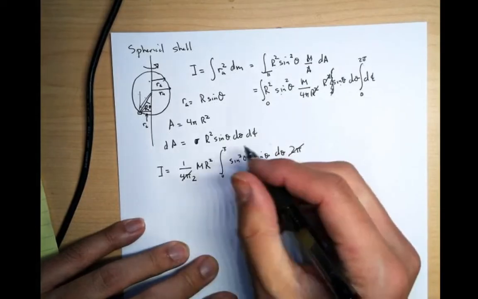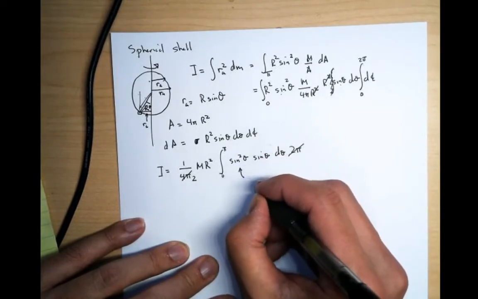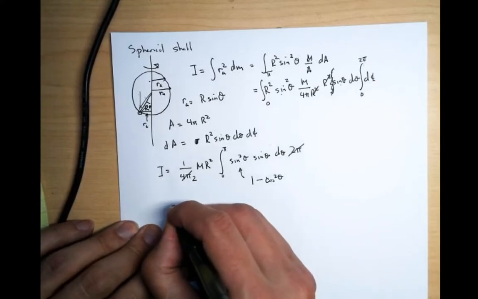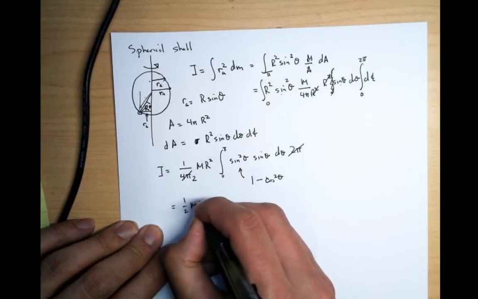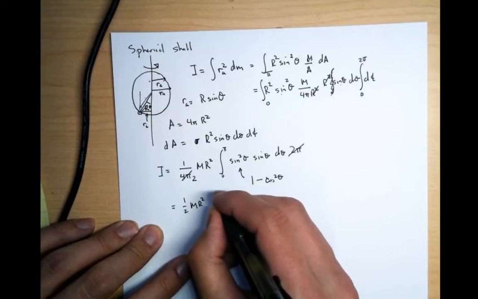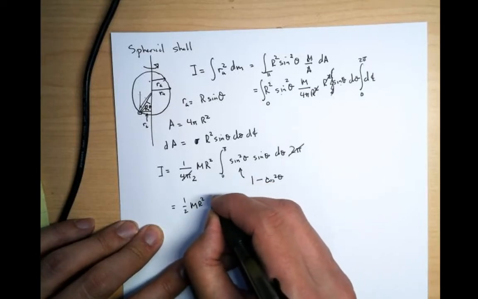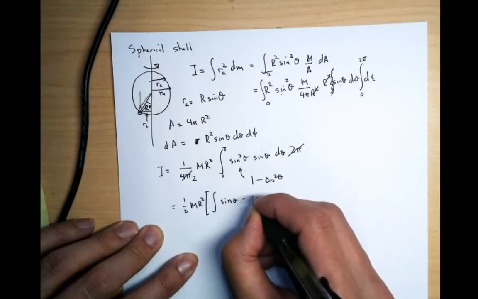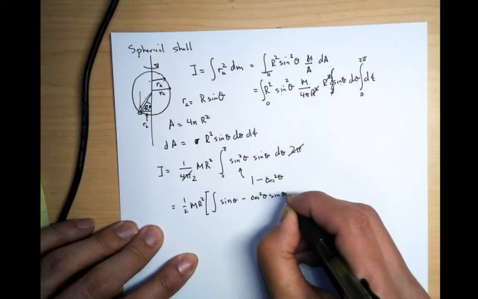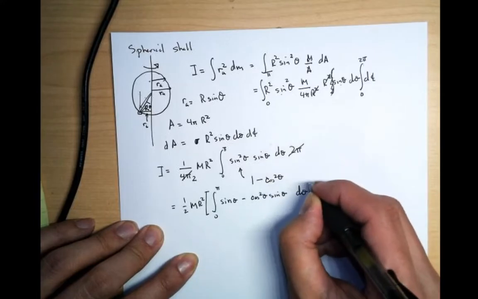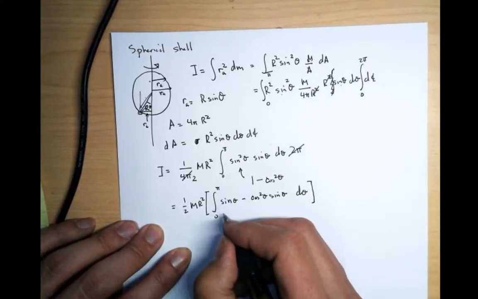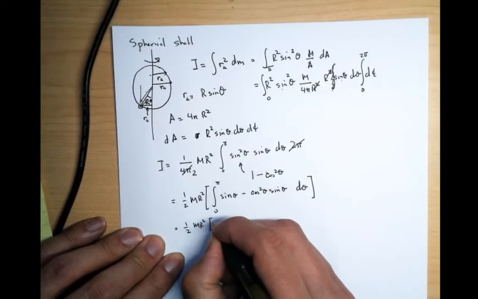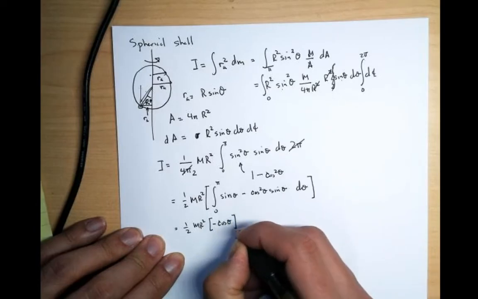Okay, so now we're going to work on this part, right? So to do that, I have a trick. Here's a trick. I'll rewrite this as 1 minus cosine squared theta, all right? Okay, and so this just becomes 1 half M R squared. You see this one is going to be the integral of sine theta minus cosine squared theta sine theta d theta from 0 to pi, right? Okay, so this part is not so hard to do. This part here is going to be equal to 1 half M R squared. That's going to be minus cosine theta evaluated from 0 to pi.